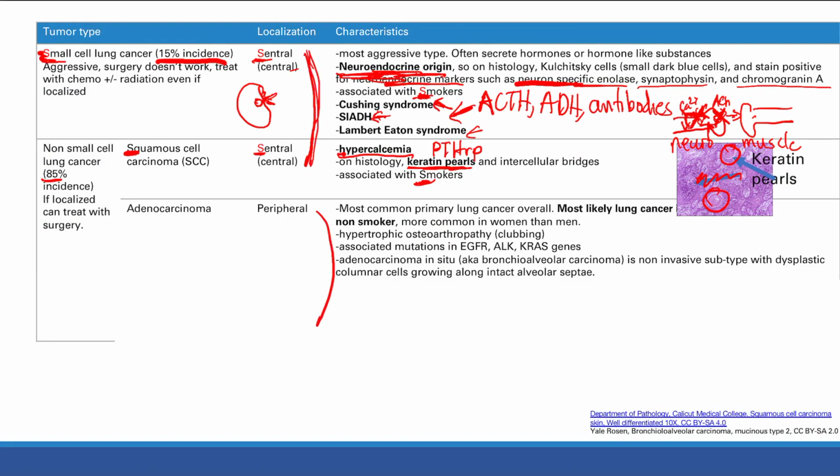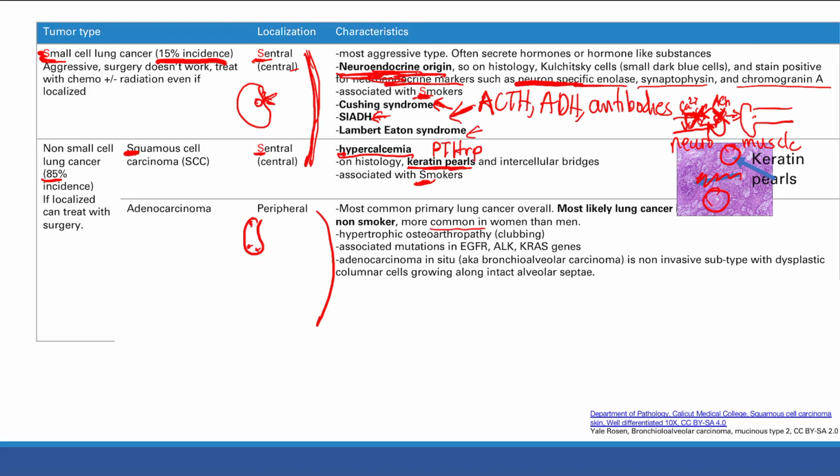These are going to be the peripherally located tumors. So this is your lung, and the tumors are going to be in the periphery of the lung. This is adenocarcinoma. This is the most common primary lung cancer overall. It's also going to be the most likely cancer in a non-smoker. If you have a non-smoker who has cancer, it's most likely going to be adenocarcinoma.